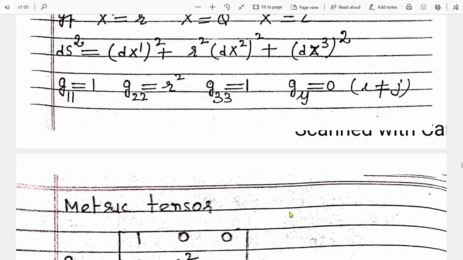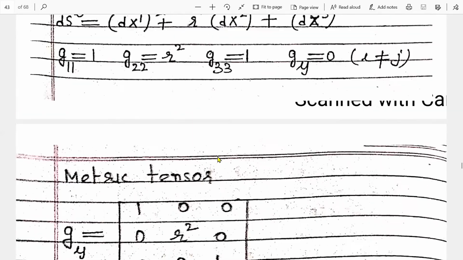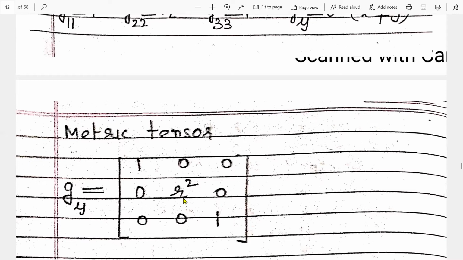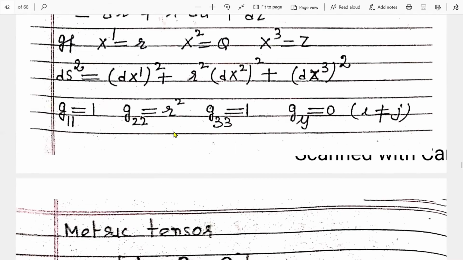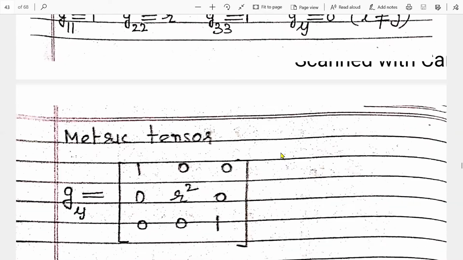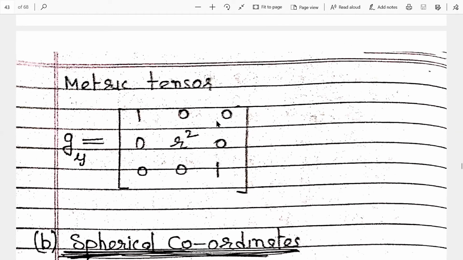Now if we write the matrix of the metric tensor, the diagonal entries are 1, r square, 1, and the other entries are 0.